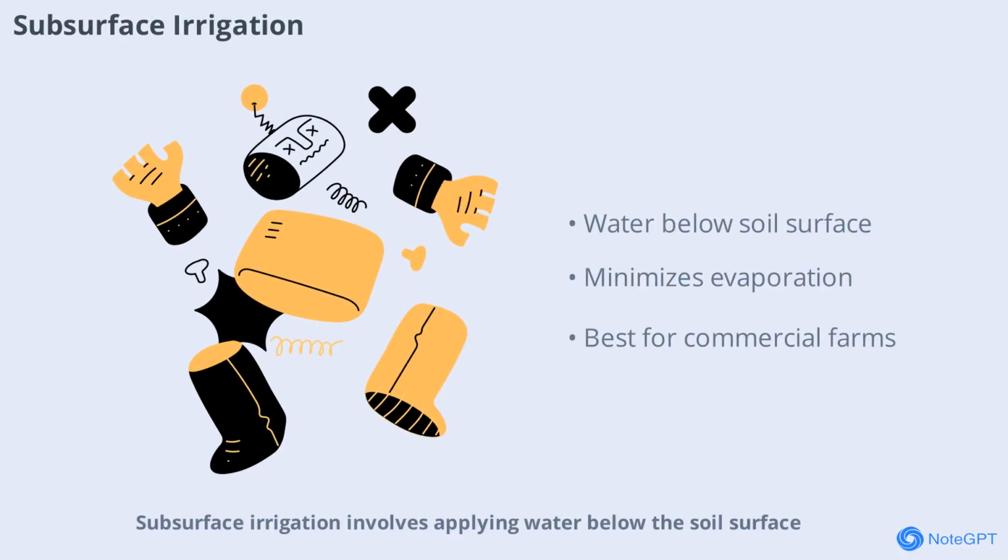Subsurface irrigation involves applying water below the soil surface, directly to the root zone. This method is highly efficient as it reduces evaporation and runoff. Subsurface irrigation is particularly beneficial for high-value crops and in areas where water conservation is a priority. However, it requires careful planning and installation, making it more suitable for commercial farming operations.